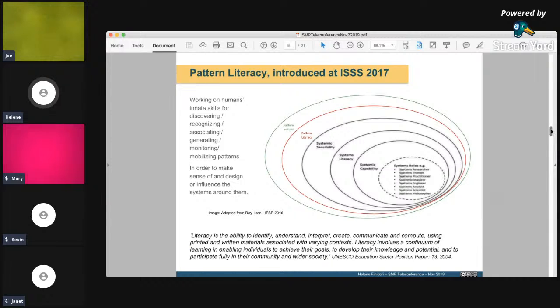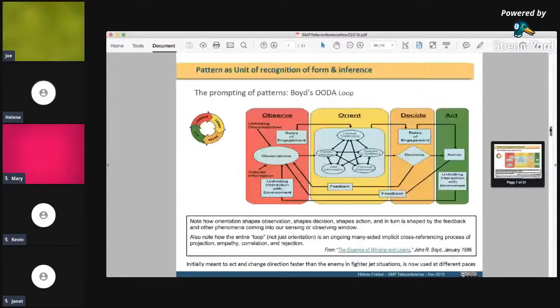So it's not just about capturing patterns and freezing them and putting them on a shelf or in a database. It's being able to actively interact with patterns on an ongoing way, so as to also see how these patterns evolve and change.